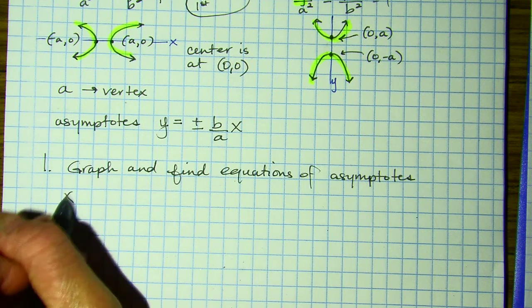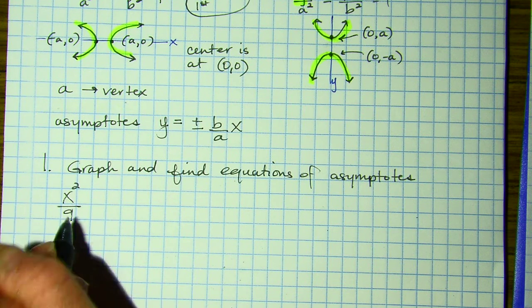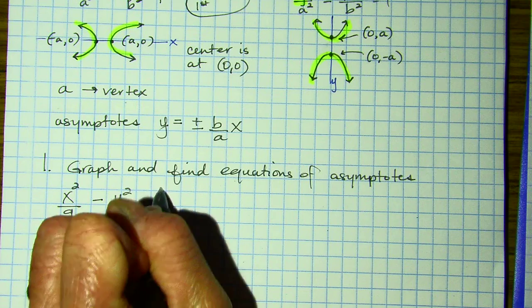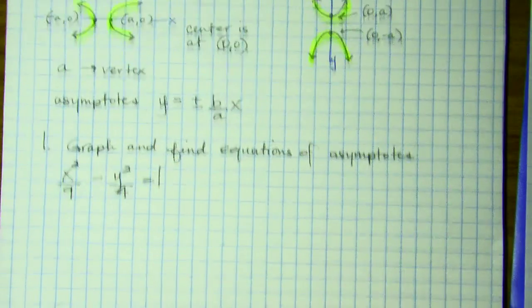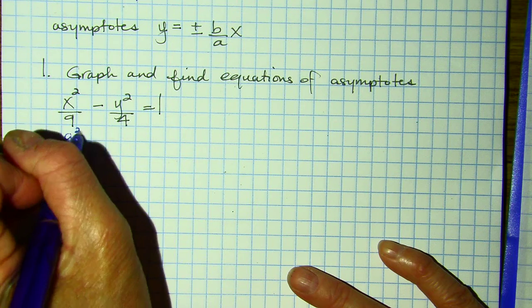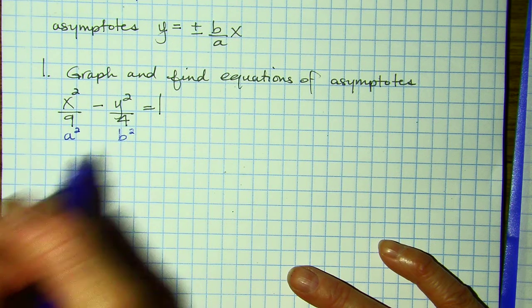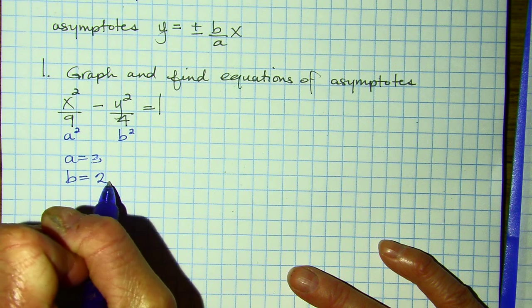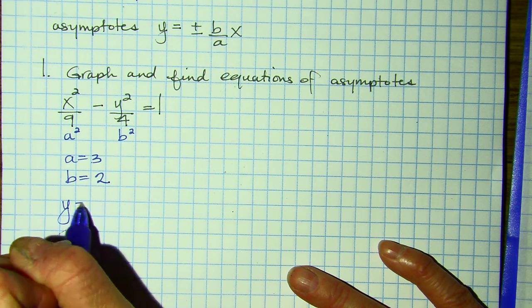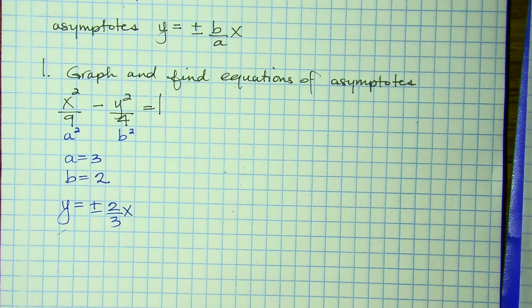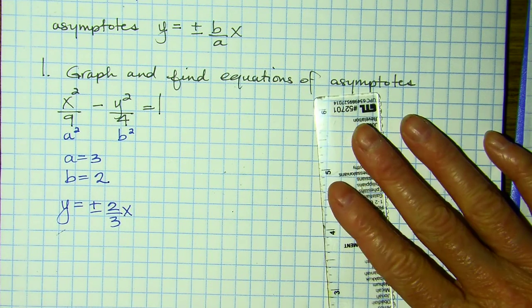So here's the first one, x squared over 9 minus y squared over 4 equals 1. First things first, I'm going to recognize that 9 is represented by a squared, 4 is b squared. So therefore a is 3 and b is 2. So right away I know my asymptotes are at plus or minus 2/3 x. But here is our graph.